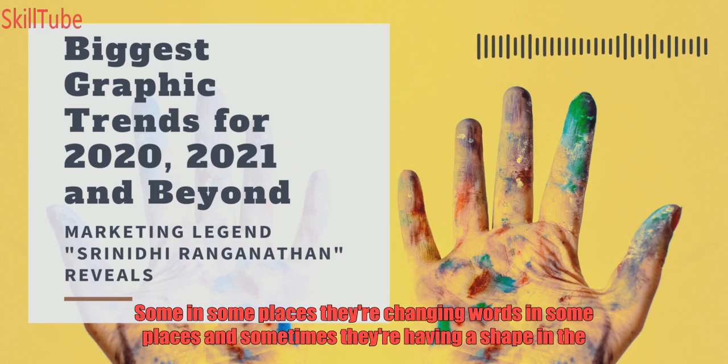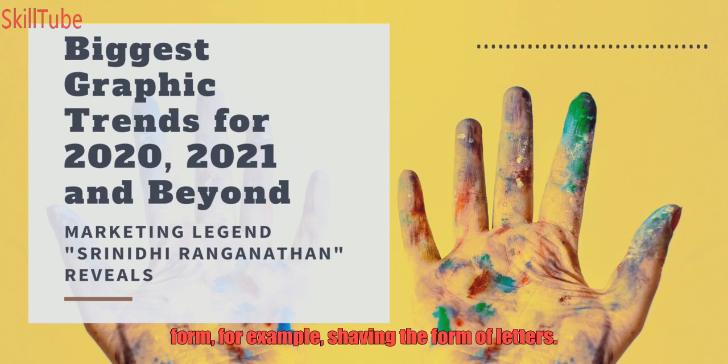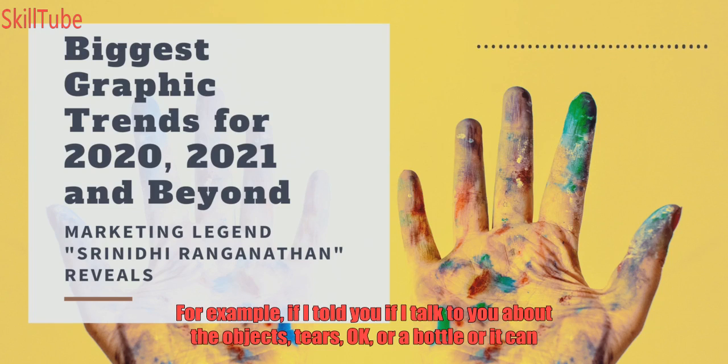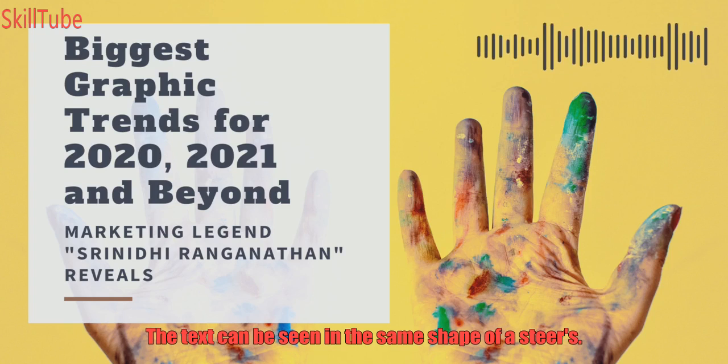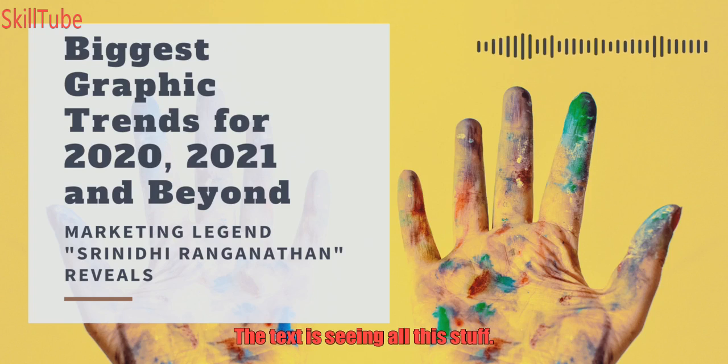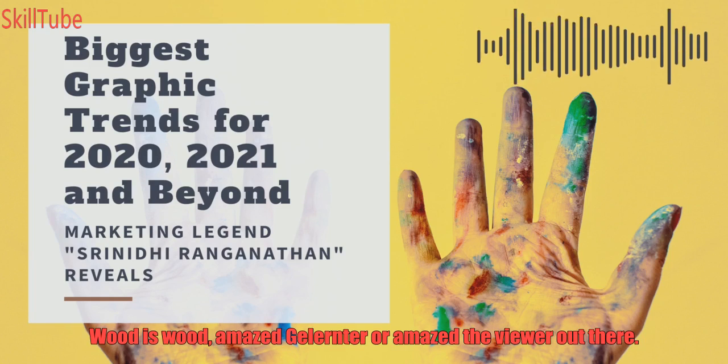They're changing words in some places, and sometimes they're having a shape in the form of letters. For example, if I talk to you about the object stairs, or a bottle, or a car, in the same shape of a car, the text is seen, right? In the same shape of a bottle, the text can be seen. In the same shape of stairs, the text is seen. Now, all this stuff would amaze the learner, or amaze the viewer out there.